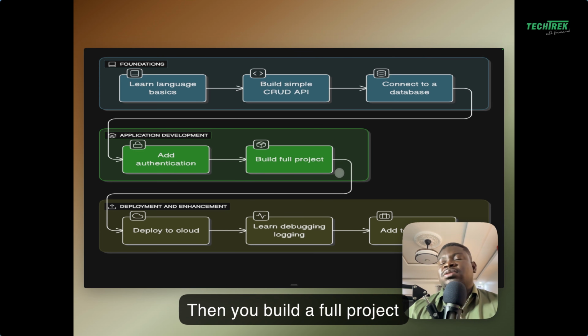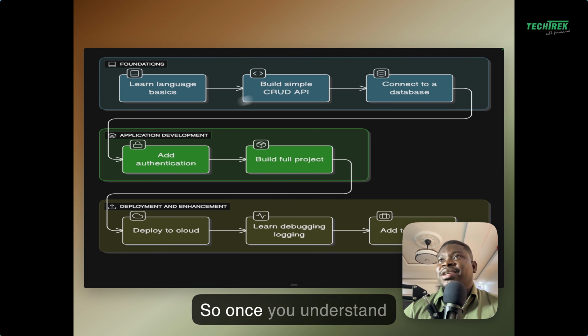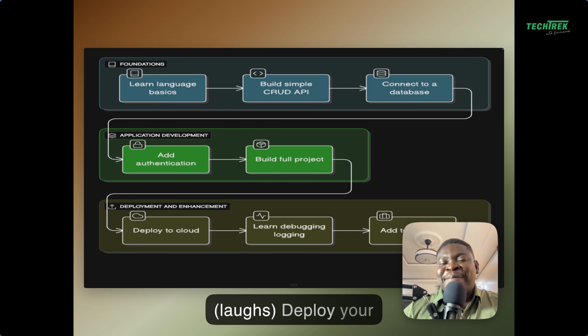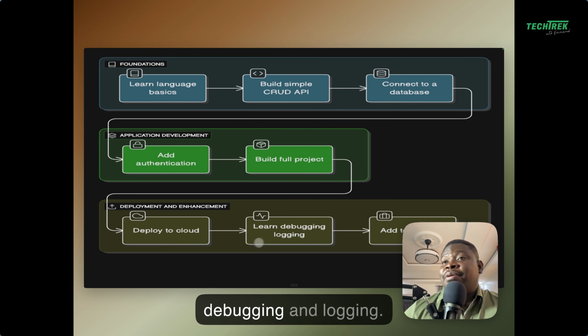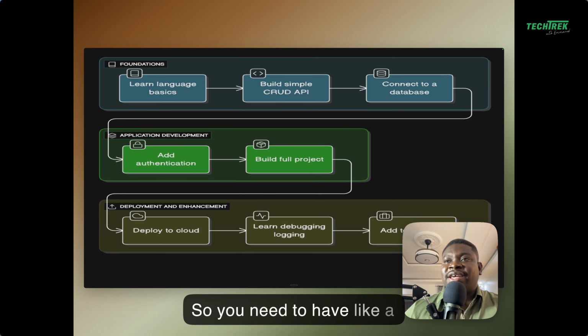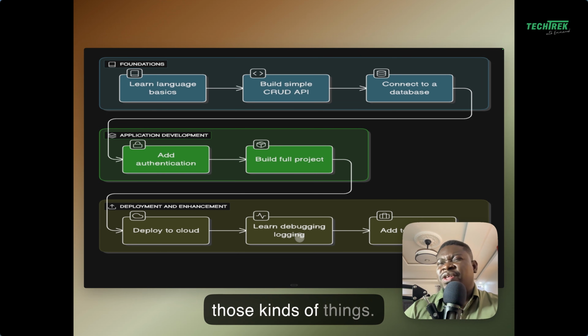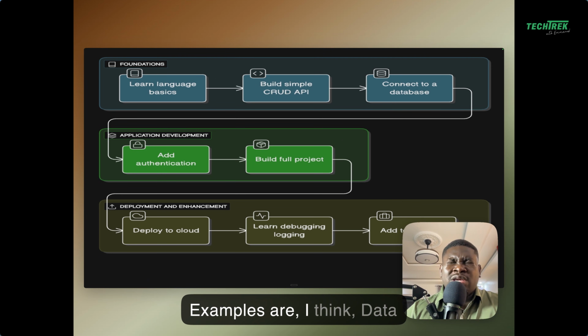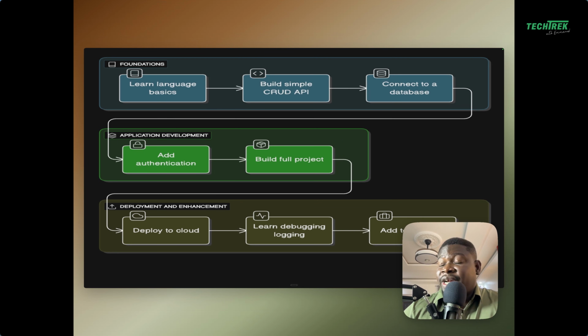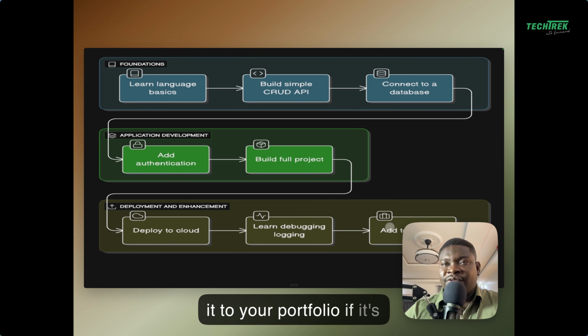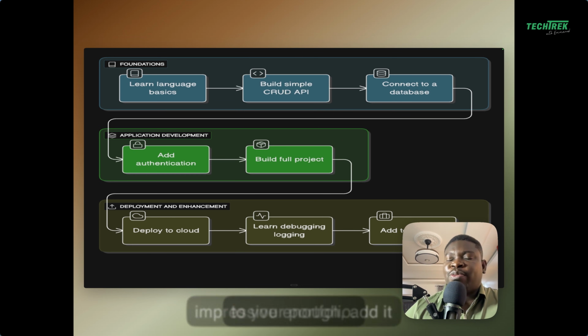Then you build a full project which has all of these features. So once you understand CRUD, database, and authentication, build a full project around that. Deploy your project to the cloud, and then learn about debugging and logging. Errors are bound to happen, so you need to have a system for logging. Examples are, I think, Datadog, Grafana, not entirely sure, but look into that. And then, obviously, if it's impressive enough, add it to your portfolio.